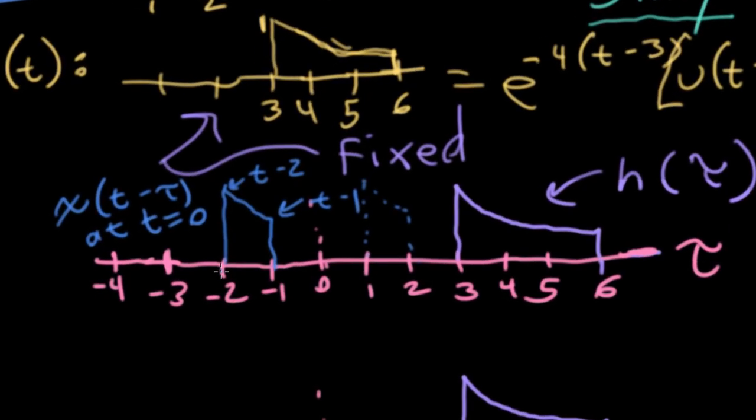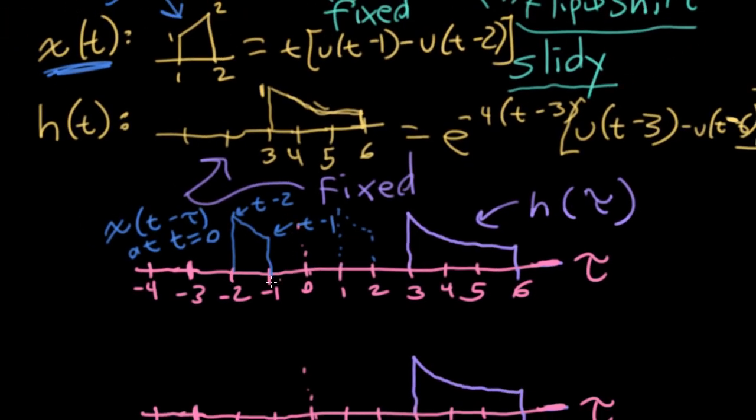So when does this no overlap on the left case take place? It's when the right edge of the blue block, the slidey block, which is at t minus 1, is less than, i.e. to the left of, the left edge of the stationary block, the purple block, which is at 3. And if I solve this out, I get t less than 4.